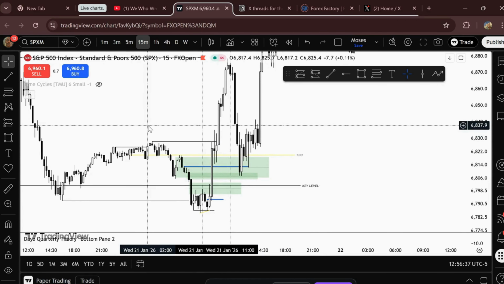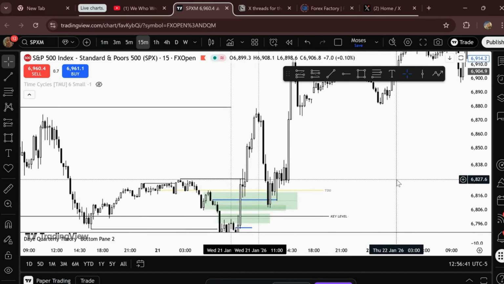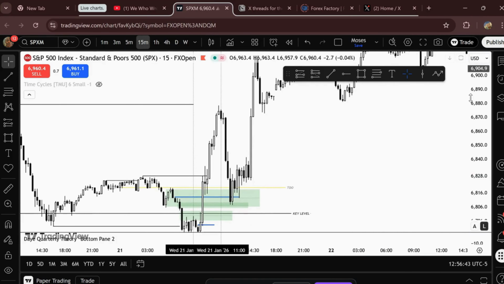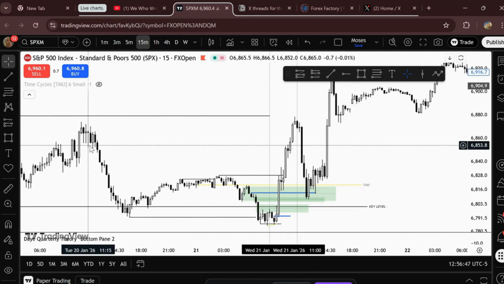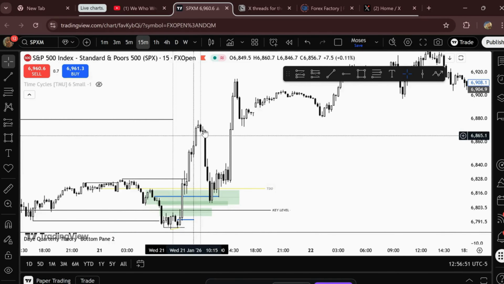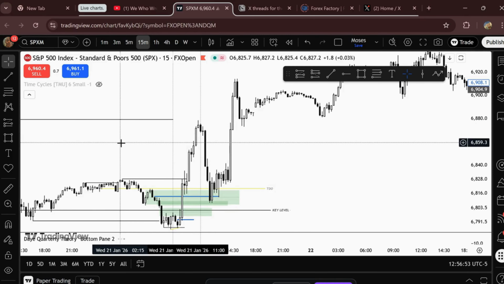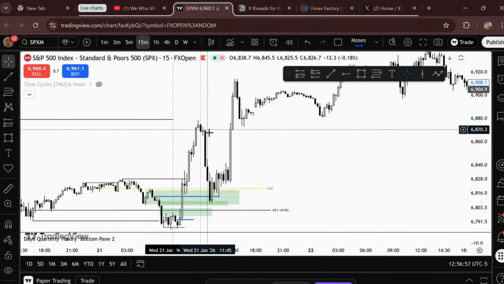And remember, we are at discount in the dealing range. And what do we see price do? Price went on to take out all the buy side liquidities resting above all these highs. So this is a perfect example for a bullish scenario, and I'm going to show you one more example for a bearish scenario, and we'll call it a day.